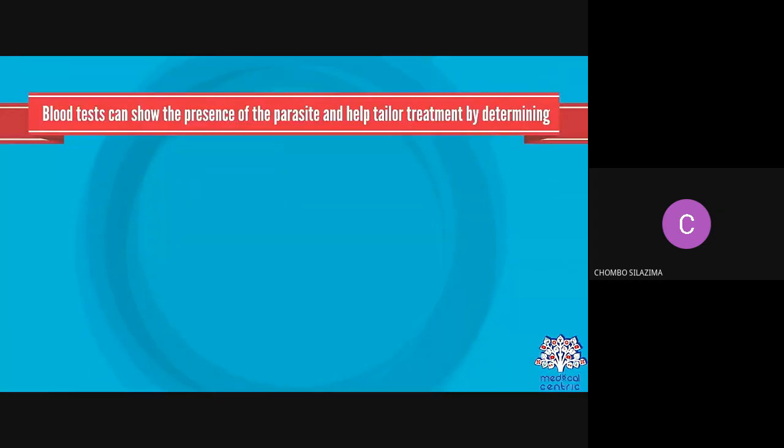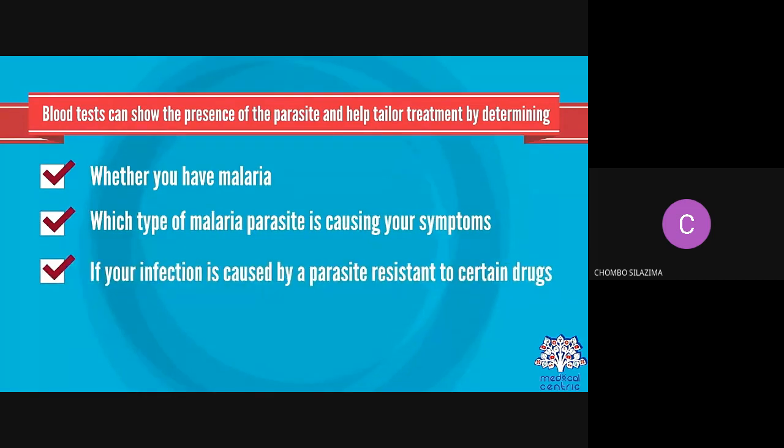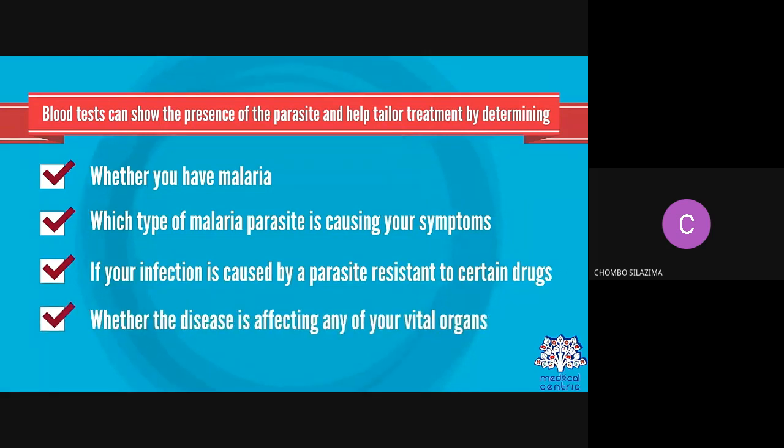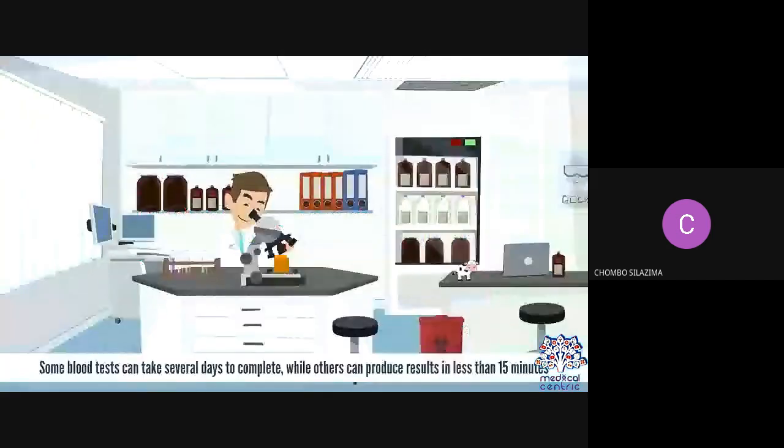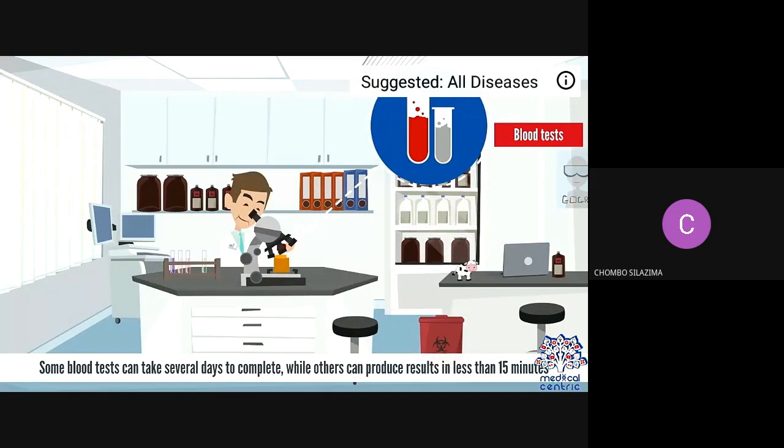Diagnosis. Blood tests can show the presence of the parasite and help tailor treatment by determining whether you have malaria, which type of malaria parasite is causing your symptoms, if your infection is caused by a parasite resistant to certain drugs, whether the disease is affecting any of your vital organs. Some blood tests can take several days to complete, while others can produce results in less than 15 minutes.